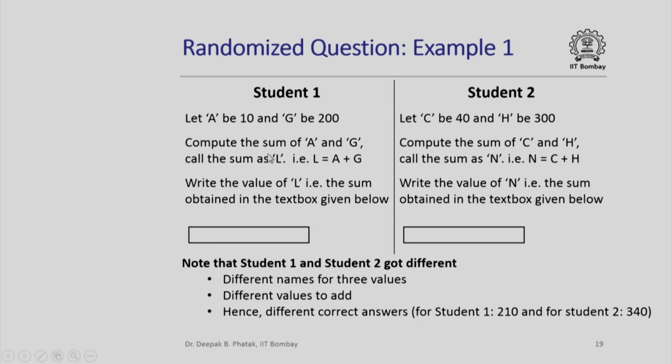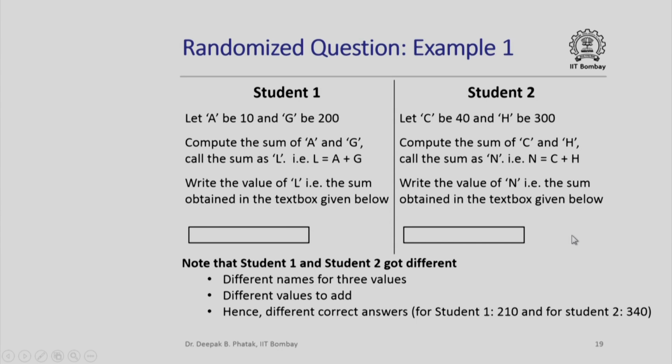However, having made choices randomly for the names or symbols and the values, it will know correctly what is the right answer for this student and what is the right answer for this student. This is exactly what is done for other cases also.